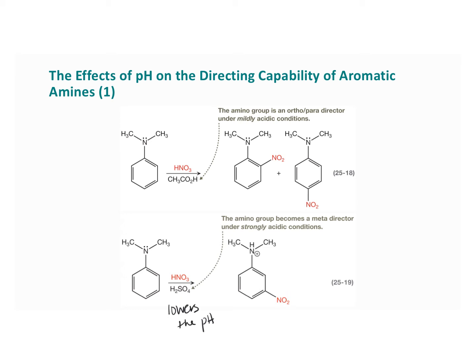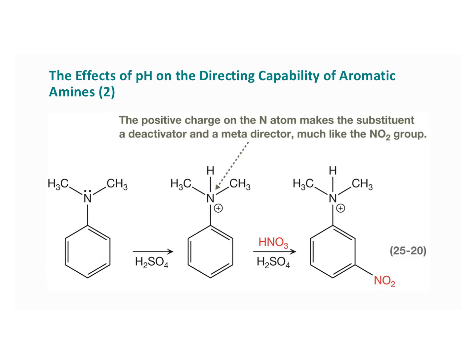Well, sulfuric acid is so much stronger than acetic acid, it quantitatively protonates this amino group, generating the anilinium ion, and that +1 charge exists on nitrogen. So look, that's what we're showing here. Okay, so there's that plus charge on nitrogen. When you have a plus charge on this nitrogen, that's highly electron withdrawing, much like an NO2 group. So it becomes a meta director and a deactivator. And that's how we get the meta substitution there.